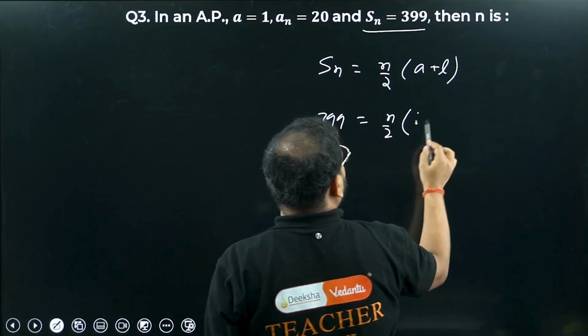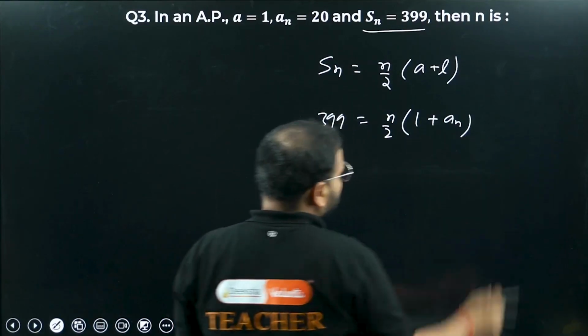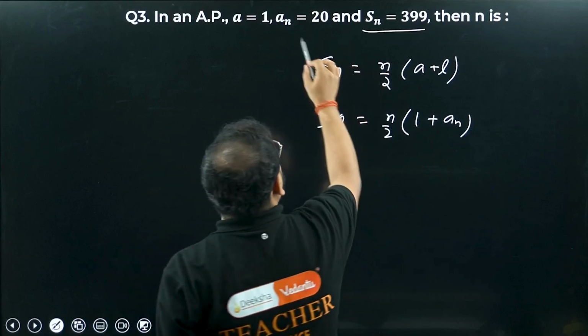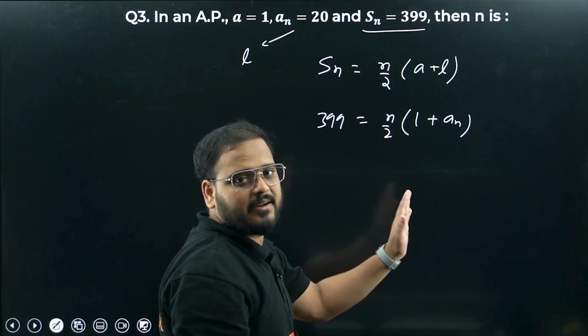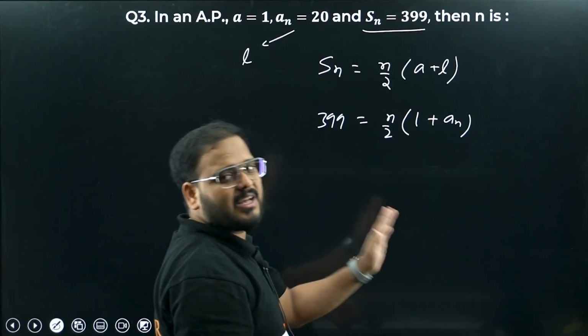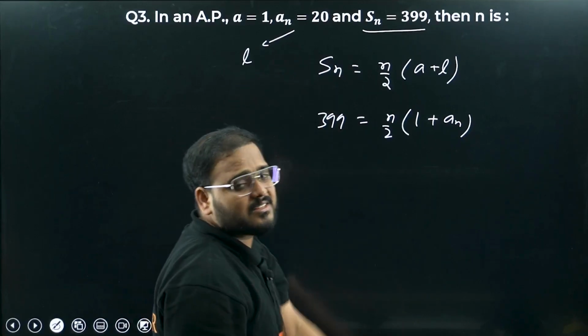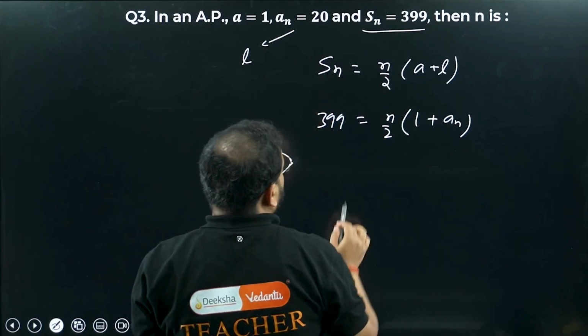I can write l as simply an also, no? l is the same as an, right? The last term is the same as the nth term also. If the last term is defined, it's also going to be the nth term. Every term is an nth term, but the last term can also be written as the nth term, if the limit is given.